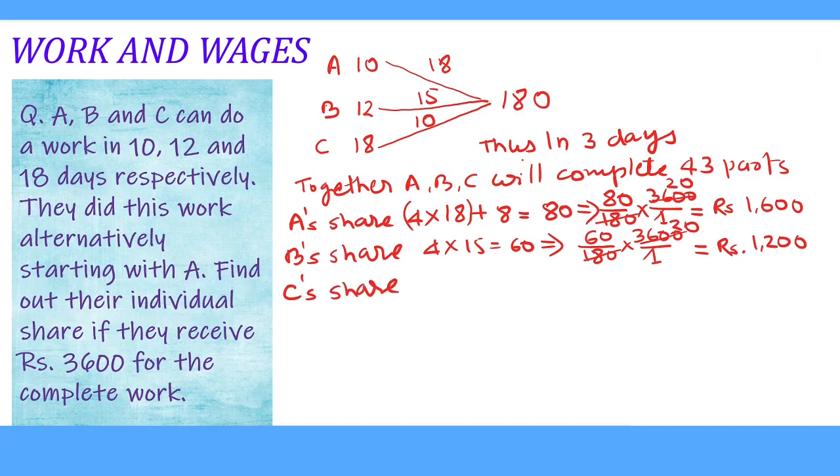And C's share: in 4 days C completes 10 parts every day. So in 4 days C completes 40 parts, and the amount for 40 parts is 40 upon 180 multiplied by 3600. 180 divides 3600 20 times, and 20 multiplied by 40 is rupees 800. So C receives rupees 800 for the work which he completes.